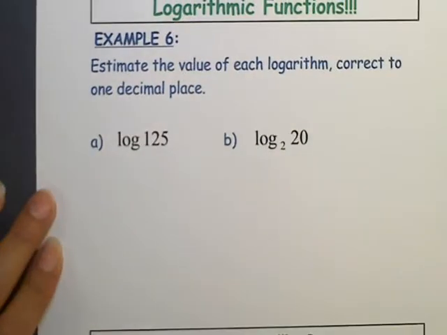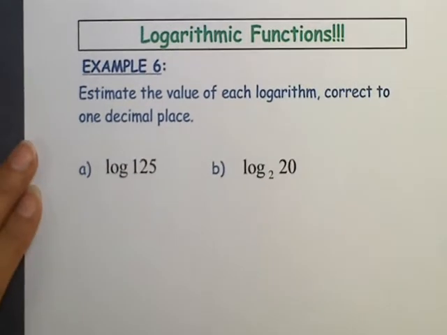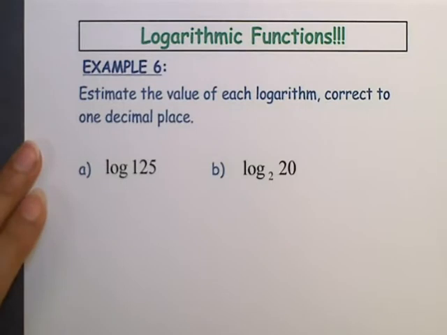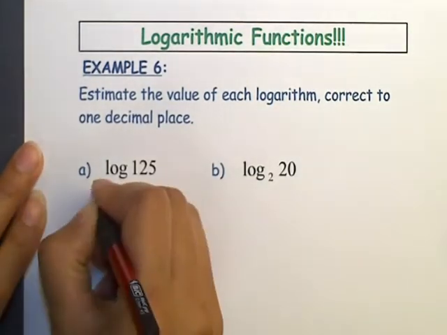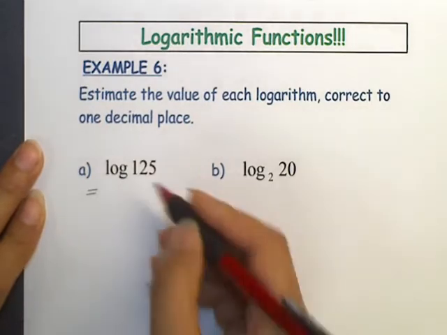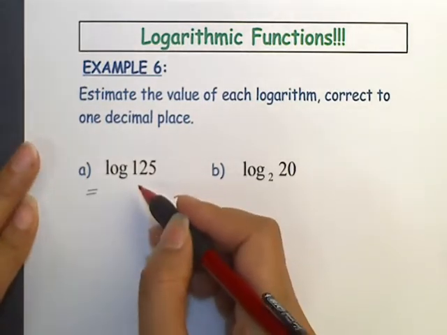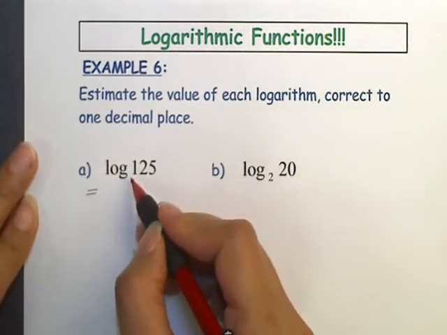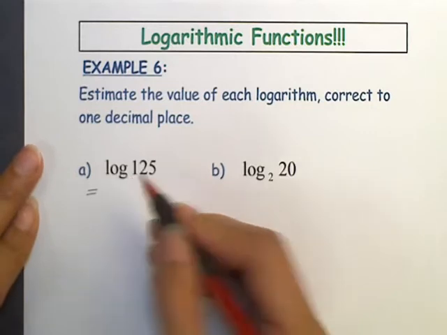We're going to estimate the value of each logarithm correct to 1 decimal place. So in the first one, this one's kind of easy actually. Because we're looking at a common logarithm, the base here is not indicated, so we know it's a base of 10. We can actually just use our calculator to help us evaluate this.